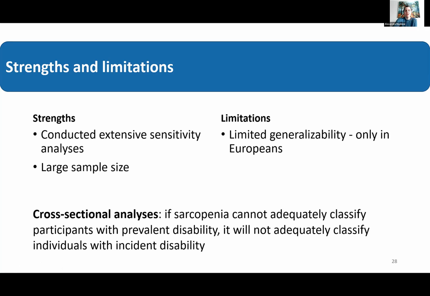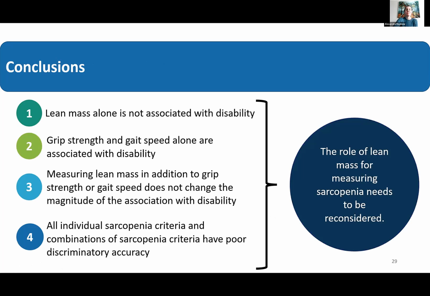And though cross-sectional analysis is generally considered a limitation, in our case, there's a bit of a strength. Because if sarcopenia cannot adequately classify participants with prevalent disability, and there's certainly a bidirectional association between sarcopenia and disability, then it's definitely not going to have adequate discriminatory ability for incident disability, which is really what the goal of diagnosing sarcopenia is. You want to identify people before they develop issues.